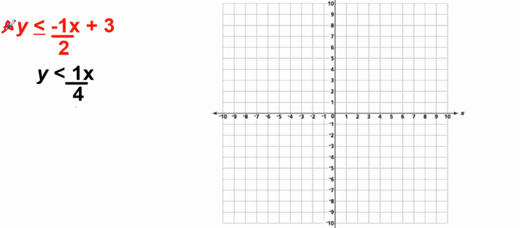My y-intercept is 3, so I'm going to go to 3 on my y-axis. And then my slope is negative 1/2, so I'm going to go up 1 and to the left 2. Up 1, to the left 2. And then I'm going to go back to the main point, go down 1 and to the right 2.